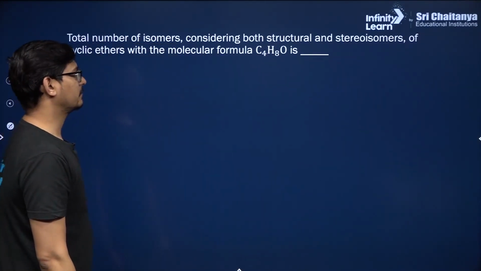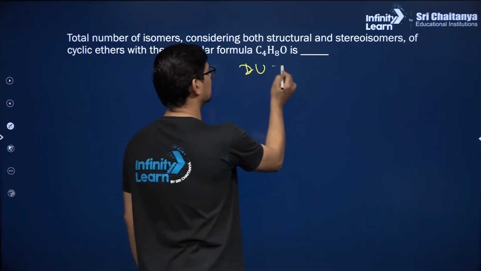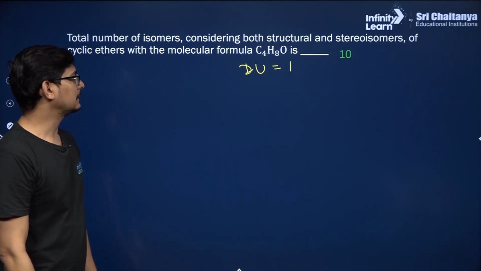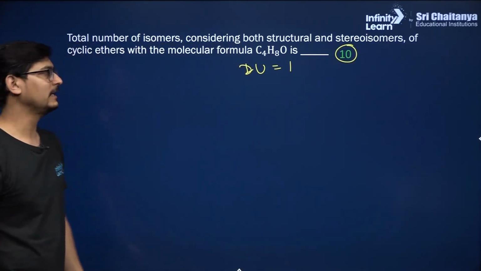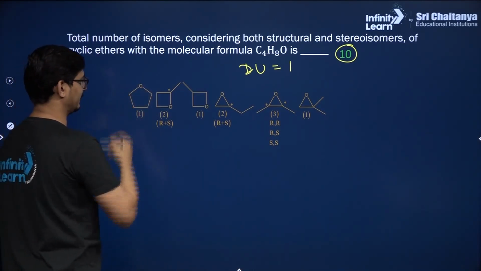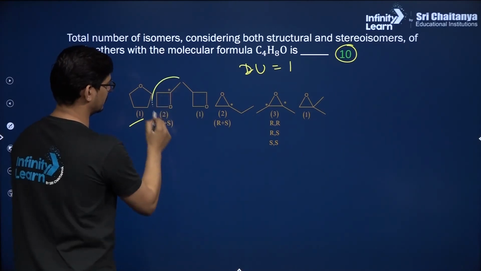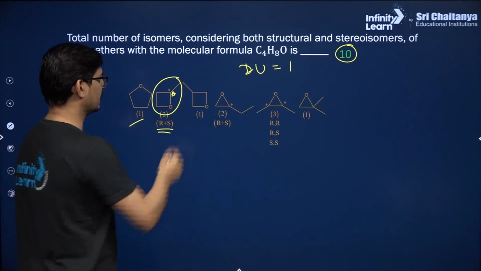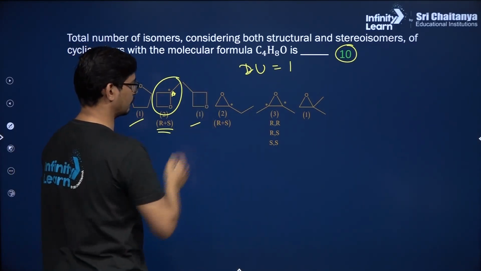Total number of isomers, considering both structural and stereoisomers, of C4H8O: you can see the degree of unsaturation is 1, because for 4 carbons we have 8 hydrogens here. So the total number of compounds possible here, including stereoisomers, will be 10, and these will be the ethers. First, a cyclic ether, tetrahydrofuran, or you can make a smaller ring. Now you can see this has a chiral carbon atom here, so R and S, a pair of enantiomers. This one has a plane of symmetry, so this will not have any chiral carbon. So this is one molecule.